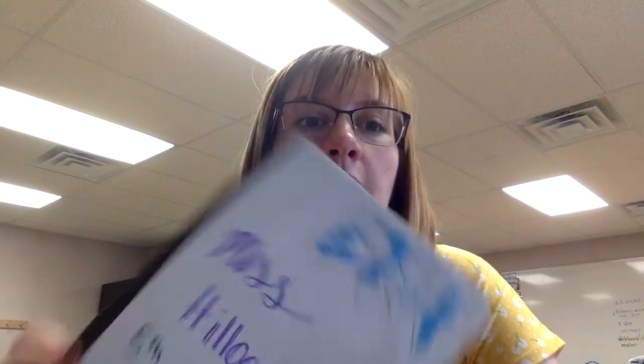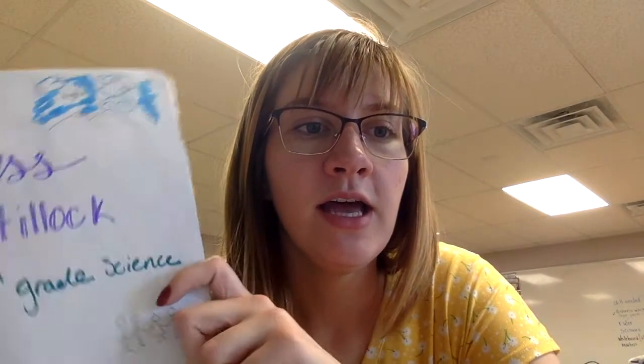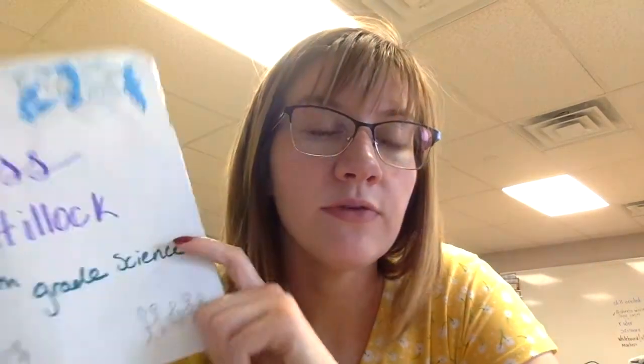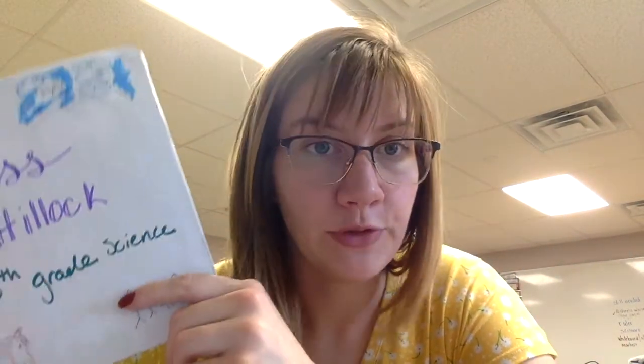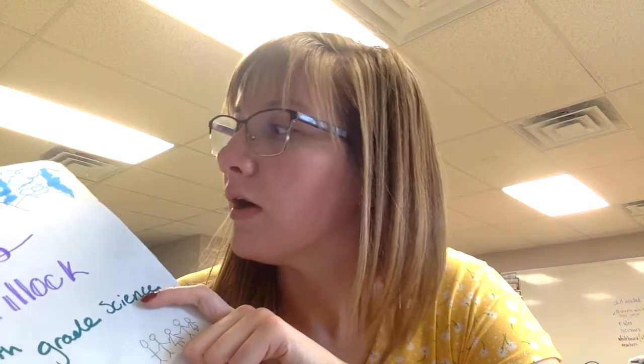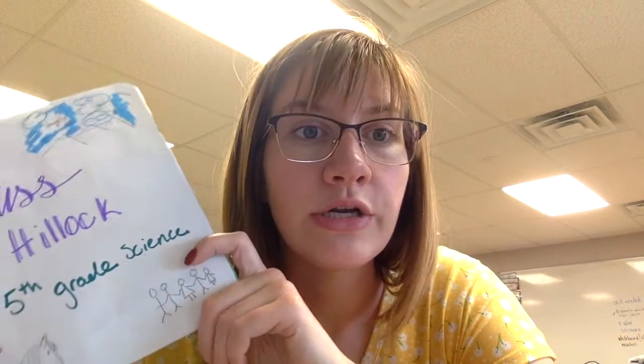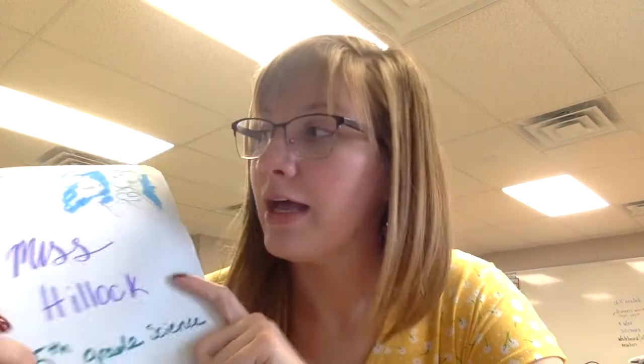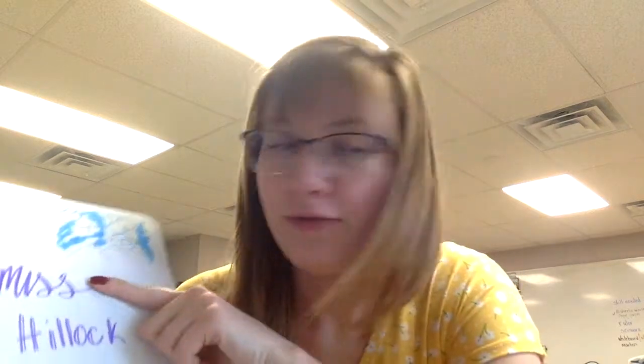Okay, so the first thing that we're going to do is decorate the cover of our science notebook. As you saw, my cover says Miss Hillock, and this is the book that I'm going to be using for 5th grade science, and I have a different notebook for all of the grades. So when you are decorating your cover, I want you to, of course, write your name, and I want you to have your first and last name. My first name's not Miss, but this is just my example.